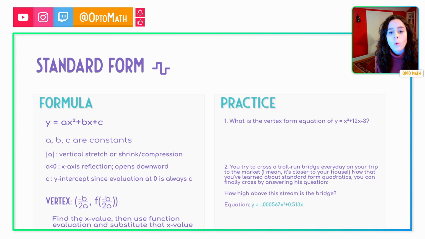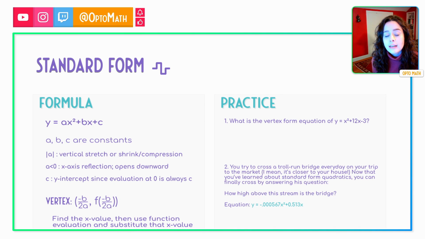Our formula is y equals ax squared plus bx plus c. So notice we've got a squared piece, an x piece, and then just a number piece, which is that c. And a, b, and c are all constants, which means they're just numbers. Let's take a look at what the numbers represent.